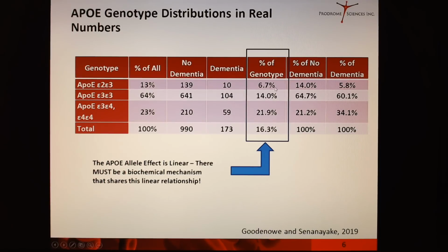Next, we look at what percent of the individuals with each of these alleles have dementia, and we see that 6.7% of the E2 subjects had dementia, 14% of the E3s, and 22% of the E4s. This is pretty important because you can see a very strong linear relationship going from E2 to E3 to E4. And this linear relationship strongly suggests that there is some biochemical mechanism behind this observation.